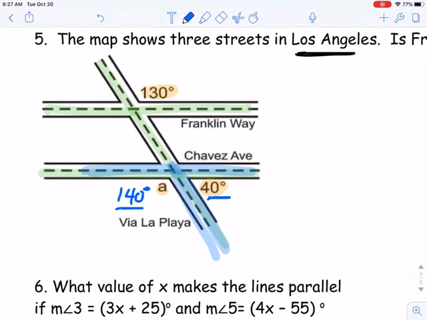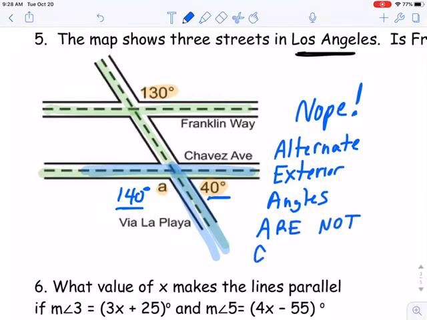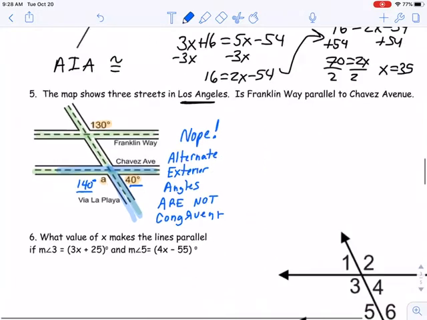So is Franklin Way and Chavez Avenue parallel? The answer is nope. We'll put an exclamation point. Nope. Why? Alternate exterior angles are not congruent. All right. Alternate exterior angles are not congruent. So the lines, the streets are not parallel.